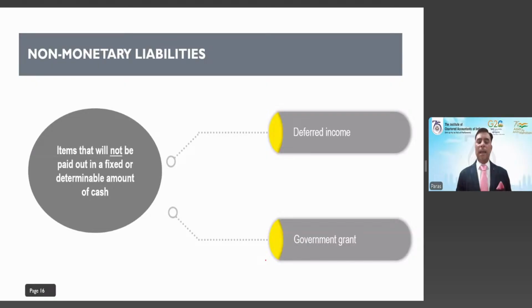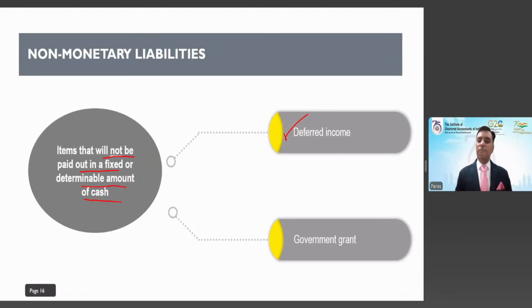Next is non-monetary liabilities. What are non-monetary liabilities? The standard says these are those items that will not be paid out in a fixed or determinable amount of cash. For example, deferred income. What is the meaning of deferred income? In the AS era, we said advance from customer. In the Ind AS era, we say deferred income. This is nothing but the advance from customer. Now, this is the reverse situation. Instead of providing an advance, you have received an advance from your customer, right? Now, let's evaluate. You are not going to refund this advance to your customer. Rather, you are going to provide services or deliver product to your customer, right? And hence, this is non-monetary in nature.